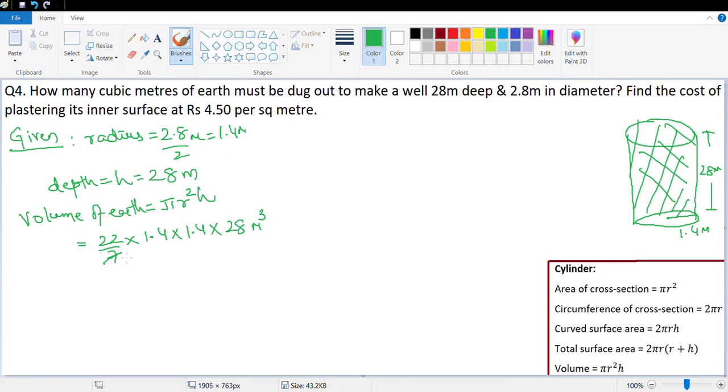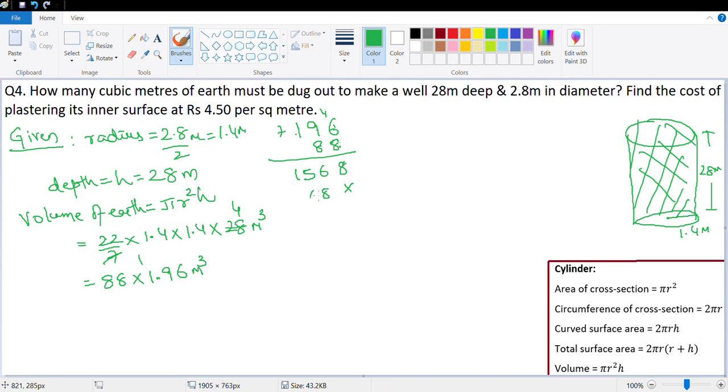So that's 7 into 1, 7 into 4, that's 22 into 4, that's 88, and 14 into 14, that's 196. Yes, 14 square is 196. So this is 1.96 meter cube. Now we'll have to multiply. So this is 196 multiplied with 88. So 6 into 8, 48. 8 into 9, 72 plus 4, 76. 8 into 1, 8 plus 7, 15. Let's check. 6 into 8, 48. 72 plus 4, 76. 8 plus 7, 15.